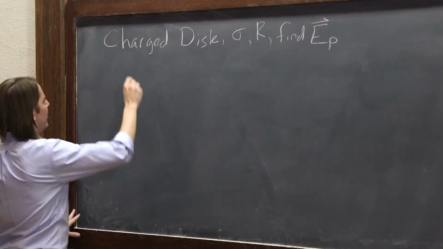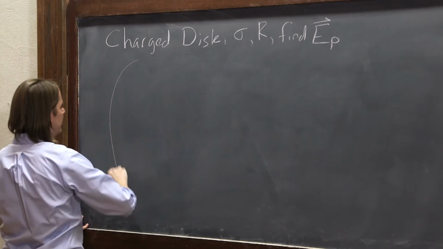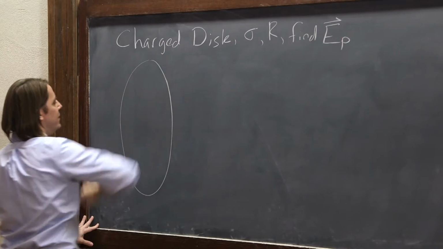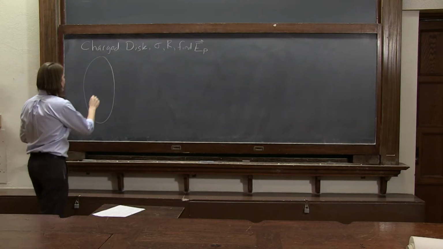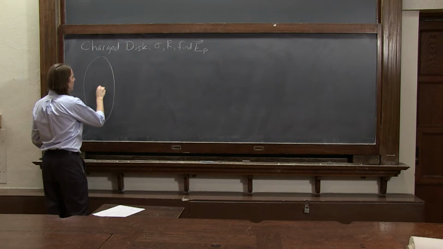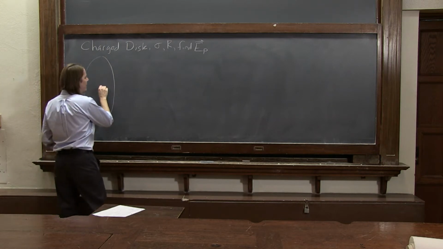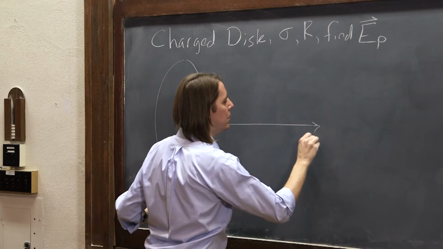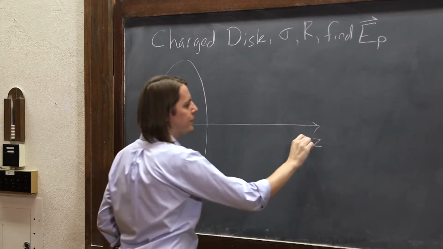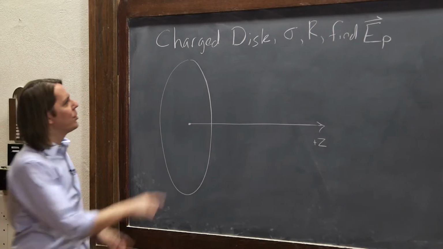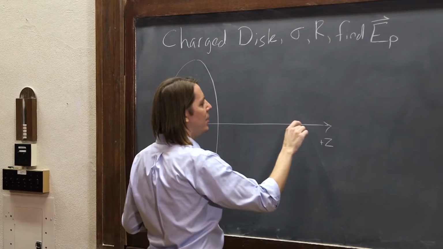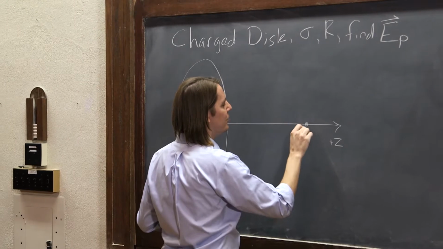So first, let me draw the disk. Here we go. Nice, big disk. Now this has to be thought of in 3 dimensions. This is a disk sort of in the plane of the board. Here's its center, and we're going to put its center on the z-axis coming out this way. So there's the z-axis. We can assume its origin is at the center. So we're looking for the E field at a point along the z-axis, point P, like that.